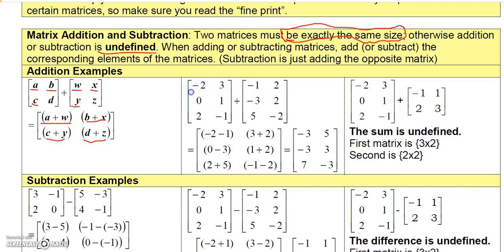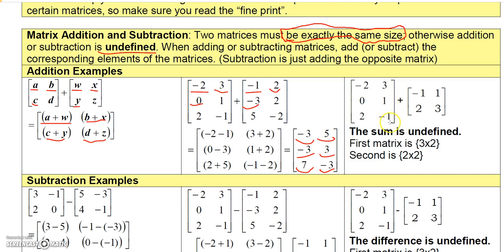And so all I do is take -1 and add it to -2, and you get -3. And then you take 3 and add it to 2, and you get 5. Then you take 0 and add it to -3, and 0 plus -3 is -3. And then you take the 1 plus the 2, and you get 3. Then you take the 2 plus the 5, and you get 7. Then you take the -1 plus the -2, and you get -3. And voila, there you have it.